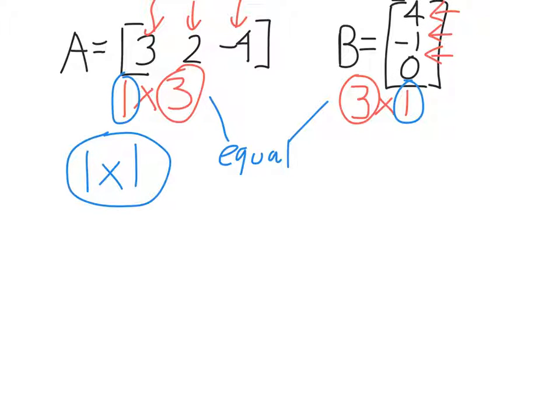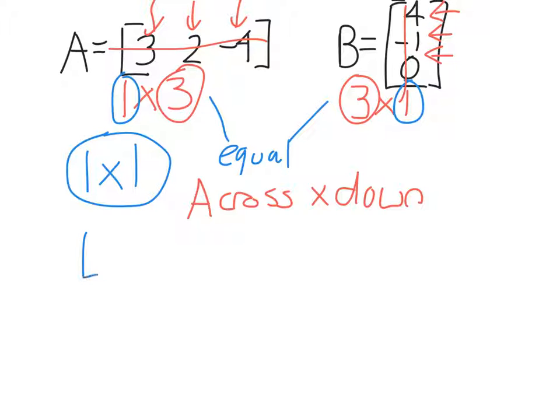Please make sure you understand that a 1 by 1 matrix is different from a scalar. So let's look at how we would actually do it. When we're multiplying two together, we follow the rule of across by down. So we go across the first matrix and down the other matrix. So let's actually go ahead and do this: 3, 2, -4 multiplied by 4, -1, 0.